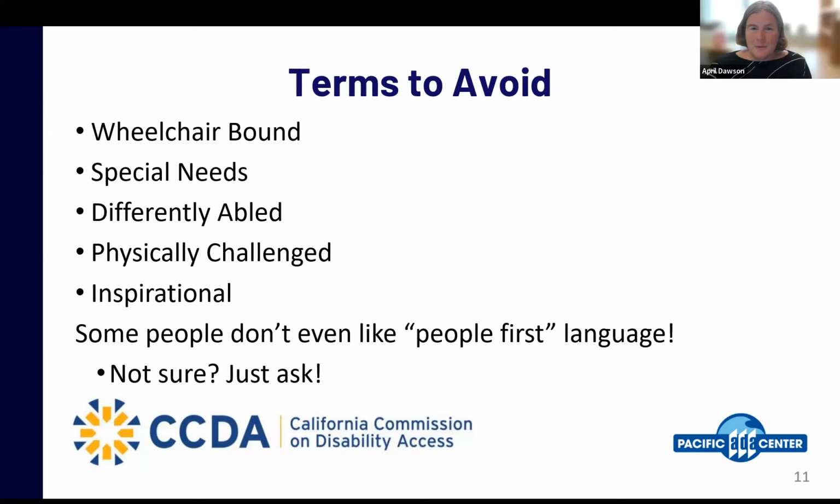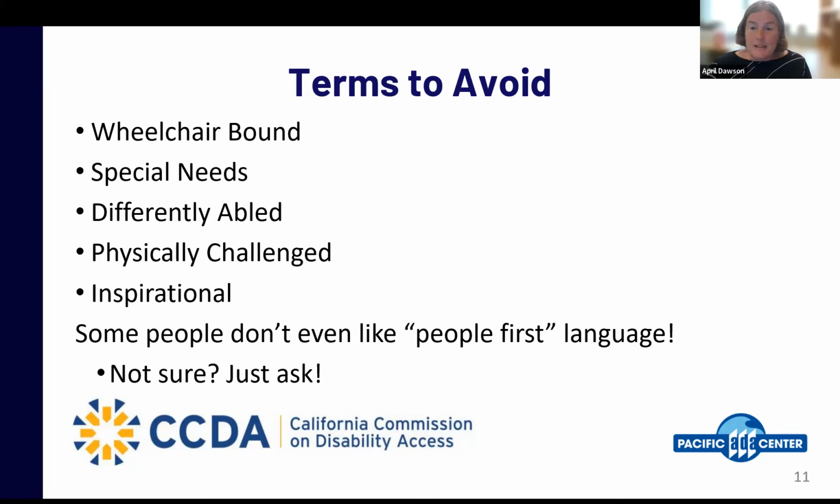Thank you, Jan. This is April. So here are a couple other terms to avoid. You want to avoid using terms like wheelchair bound, special needs, differently abled, physically challenged, inspirational. Those all go back to what Jan was talking about, that people with disabilities are people and not their disabilities. And a lot of these terms, though they may be well-intentioned, take away from that, and can also be offensive.